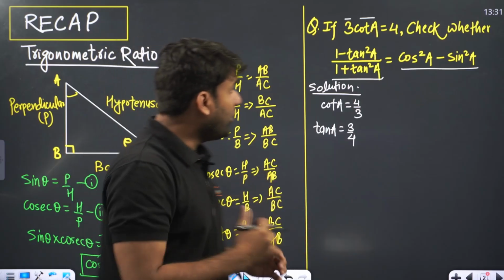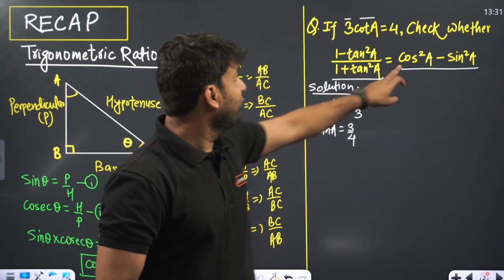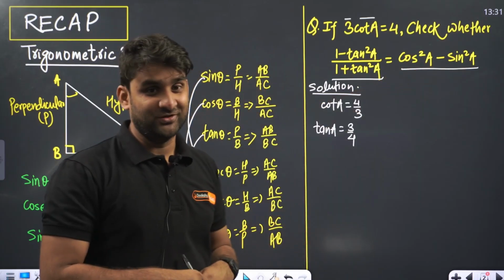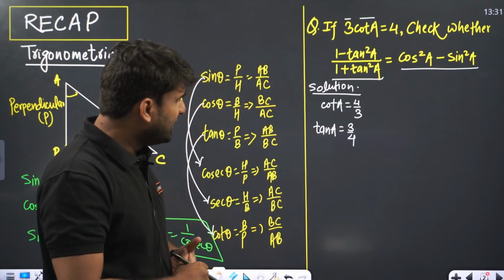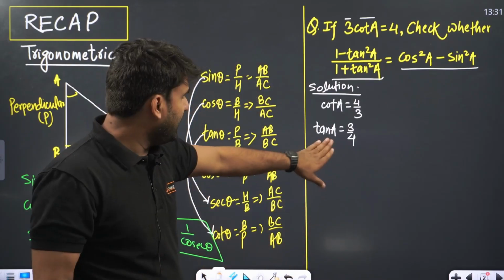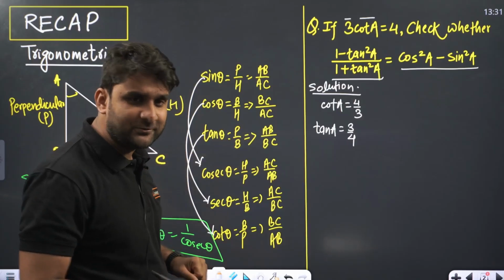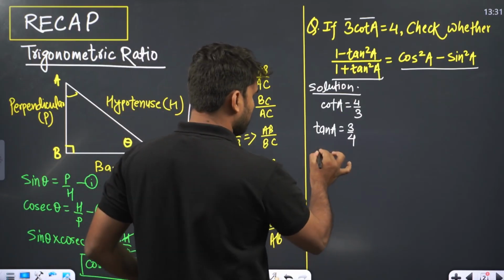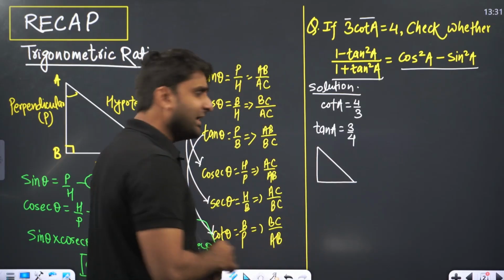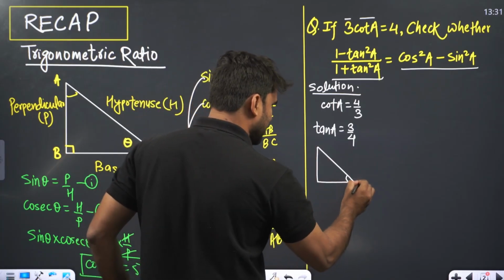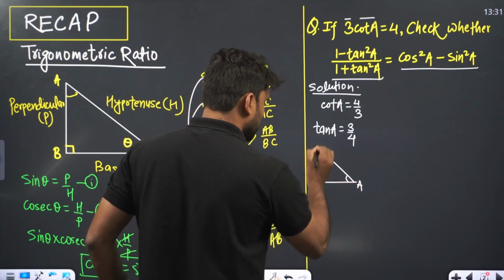Okay. Now what else do we require? We require cos and sine both, and we don't have them. So let's do one thing. If we compare, tan A is equal to perpendicular by base. So let's draw a triangle. This is the triangle, and let's say these are angle A, B and C.